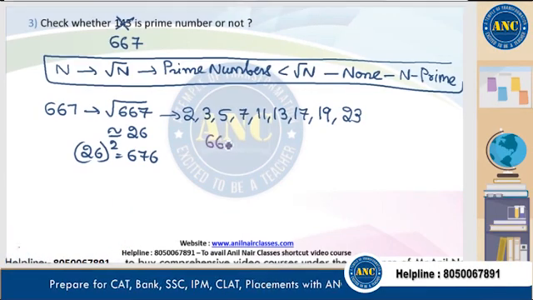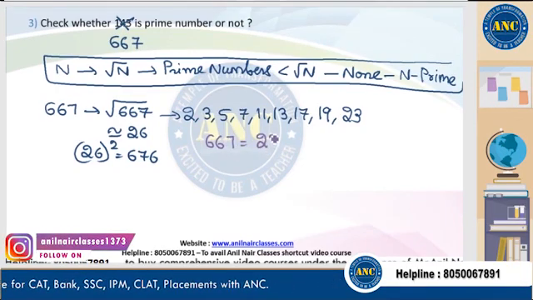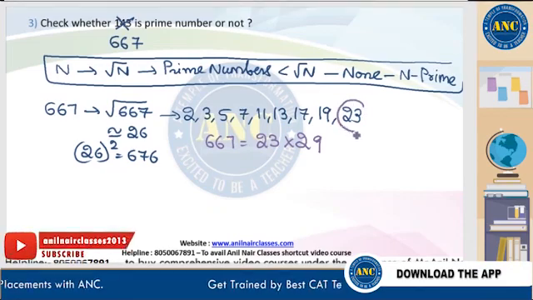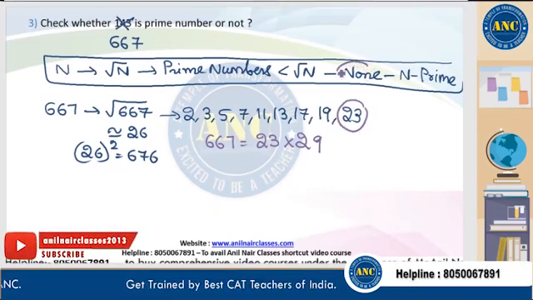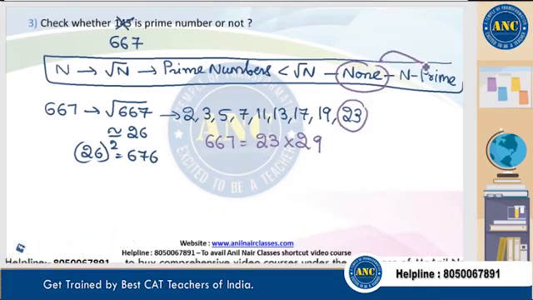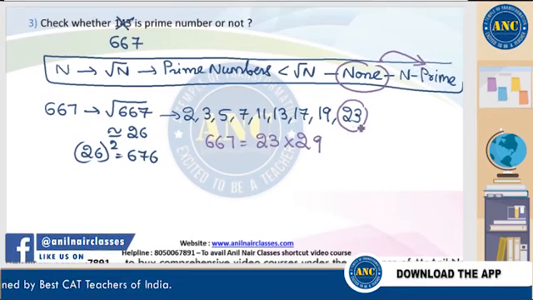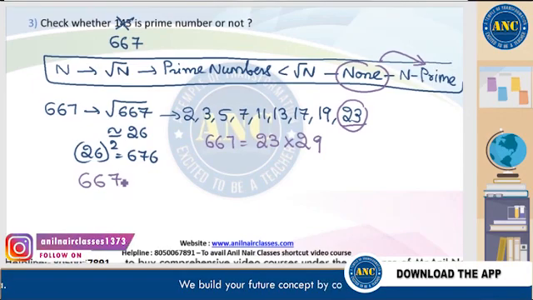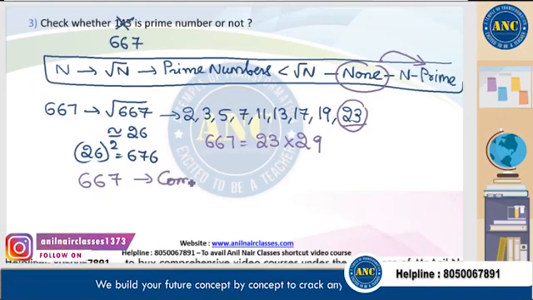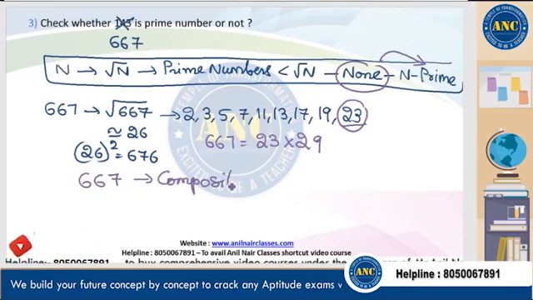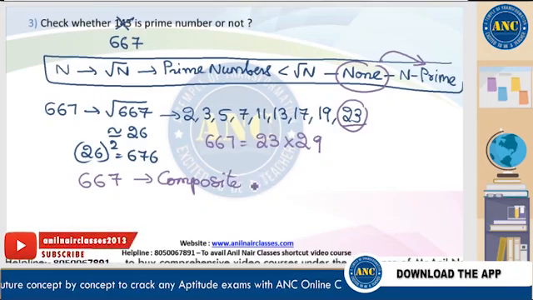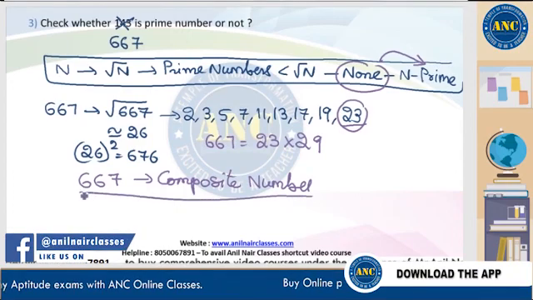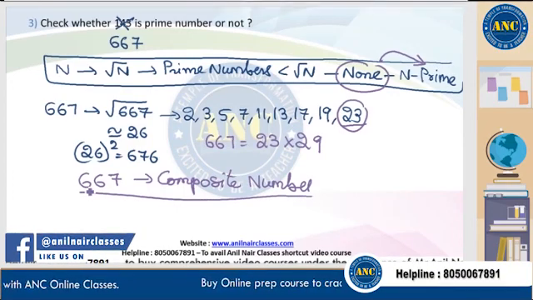23: 667 is nothing but 23 into 29. This is divisible by 23. Only if none of them divides is the number a prime number, but it is divisible by 23. So the answer is that 667 is a composite number.